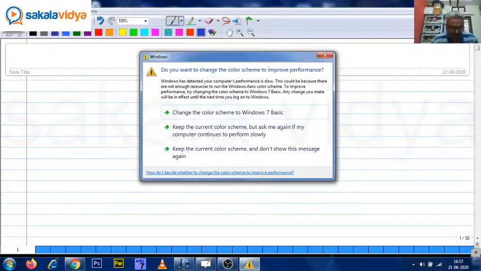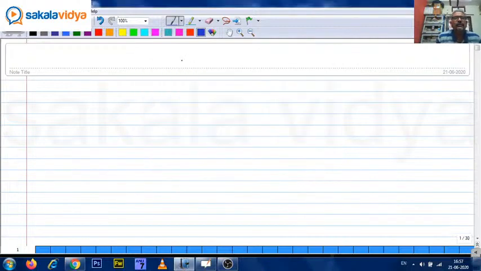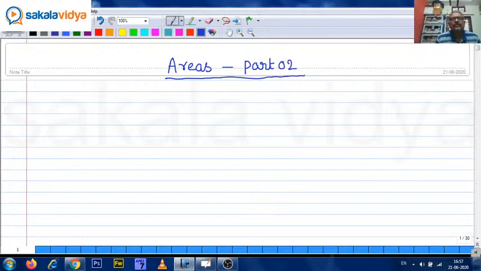Let us start. Areas, part 2. So we talk about the areas part 2. So we discuss the fourth problem now.